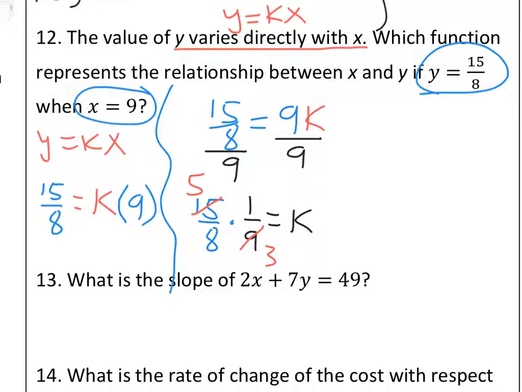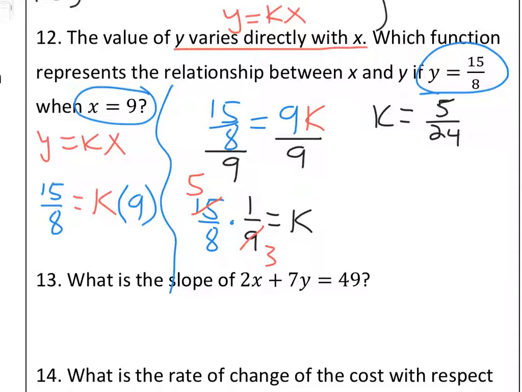Now it's a little bit easier to compute this. All right, so now on the top we got 5 times 1, and on the bottom we got 8 times 3. So we are going to have k is equal to 5 times 1 is just going to give you 5, over 8 times 3 is 24. Once again, you can do that on a calculator, but I'd like you to try to practice by hand first and then go to the calculator just to check your answer.